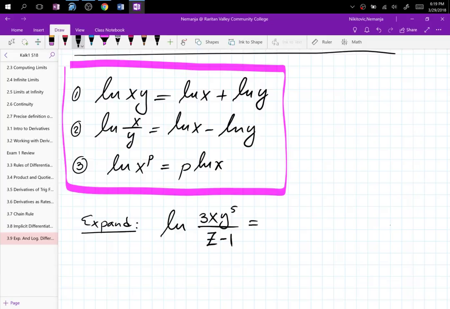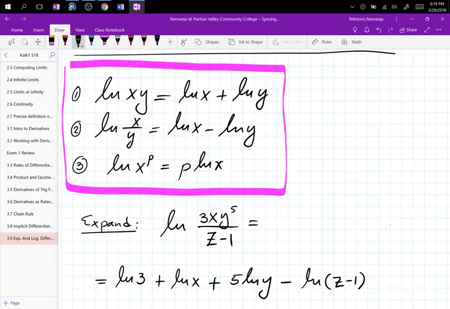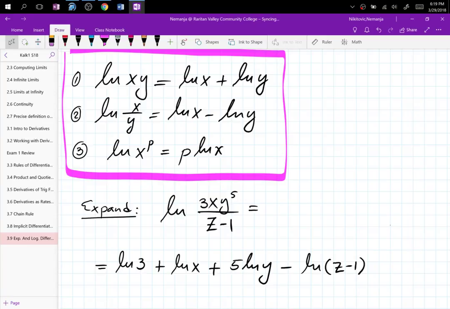All right. You have multiplication on top, 3 different factors, and then you have subtraction in the denominator, but that's only considered 1 factor. So this is going to be ln 3 plus ln x plus 5 ln y minus ln of z minus 1. So you can't break that one apart. And I'm going to leave it here so you can stare at the rules and stare at the answer.